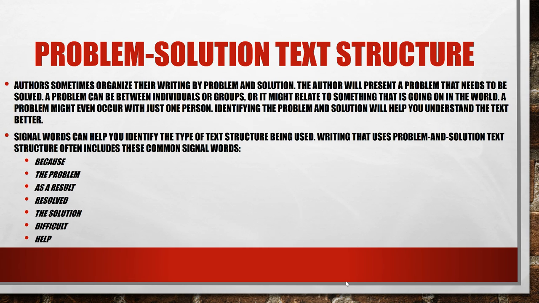Authors sometimes organize their writing by problems and solutions. The author will present a problem that needs to be solved, and the problem can be written between individuals or groups, or it might relate to something that's going on in the world. A problem might even occur with just one person. Identifying the problem and solution will help you understand the text better. And the signal words for problem and solution text structures include because, the problem, as a result, resolved, the solution, difficult, help. Now you'll also notice that sometimes some of these signal words are repeated through different types of text structures.